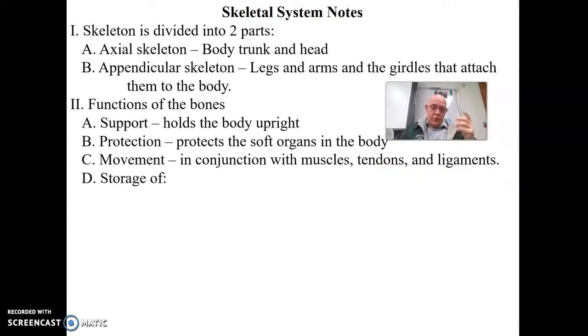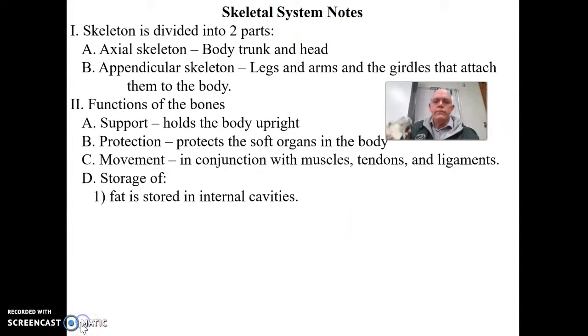We don't really think about bones as storing things, but they do store some things that are very important. Here we go. Number one, when you get old, your bones will have fat storage in the middle of them. Even though your bones are very strong, most of them are hollow, at least the big long bones, like in your arms and your legs. This is probably a cow's femur, and as you can see, there's a big empty space inside of it.